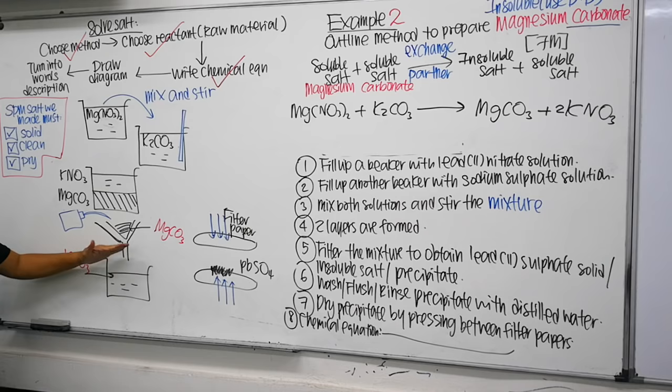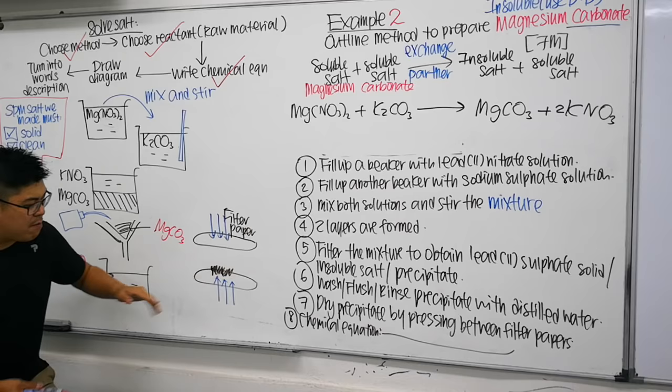So use the distilled water to flush or rinse. Okay, let the water run through. So now your magnesium carbonate will be very clean. Okay, in the end, all the salt must be dry. The only one way to dry the salt is to compress. So put the magnesium carbonate in between the filter papers and then you just compress. Understand? And your job is done.